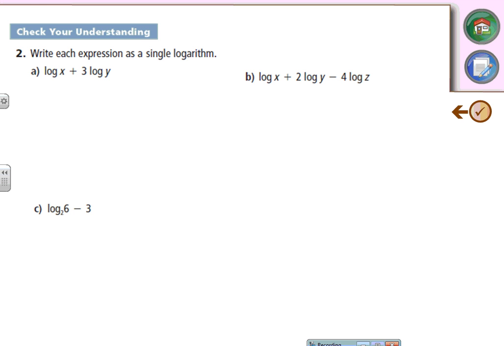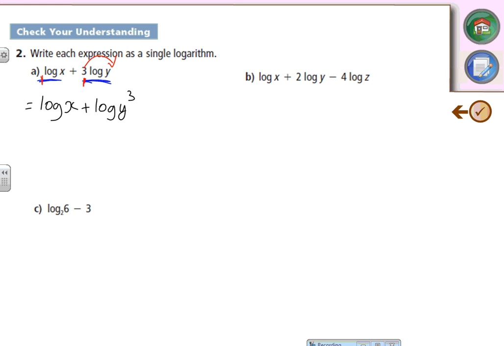Before you can use the product and the quotient laws, we want to use the power law first, even though it's going to be third on your formula sheet. In order to combine them, we've got two logs, so we have to make sure that we have coefficients of 1 in front. So the first thing we're going to do is get that 3 up, so we get log of x plus log of y cubed.